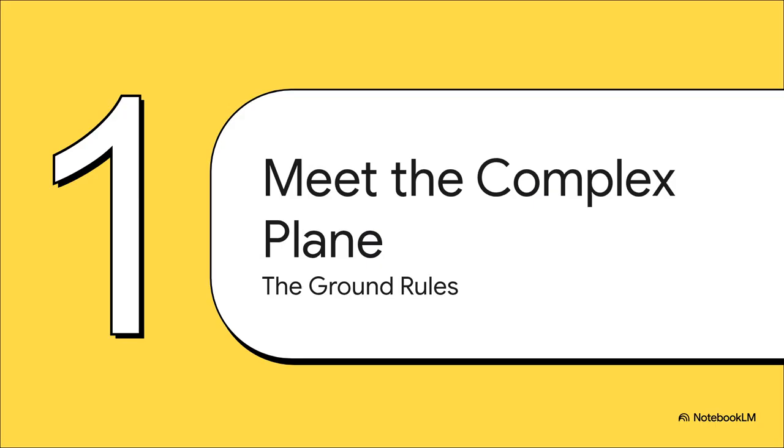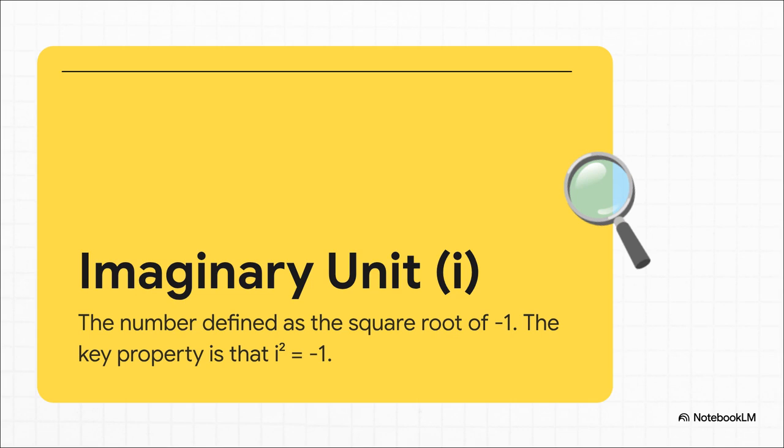All right, so to crack this mystery, let's meet the main characters and lay down the ground rules. First up, the star of the show, this little letter i, the imaginary unit. Now you probably remember being told in math class, you can't take the square root of a negative number. Well, what if we just did? That's the whole idea here. We just define i to be the square root of -1. That's it. That one little rule, that i squared equals -1, is the key that unlocks this entire world.